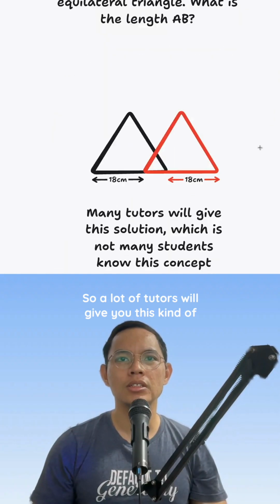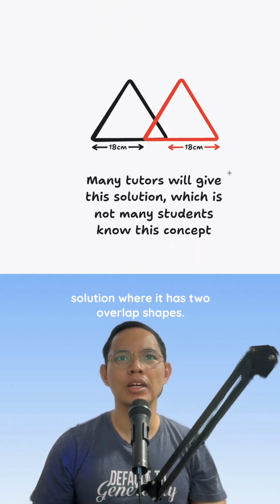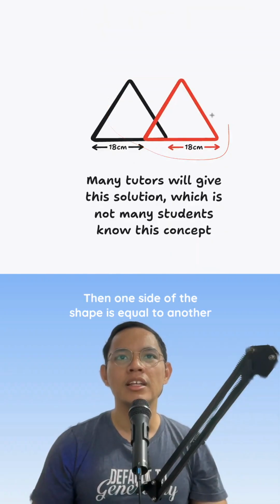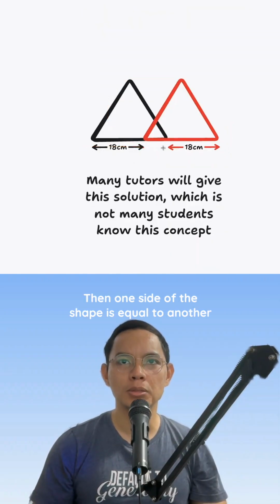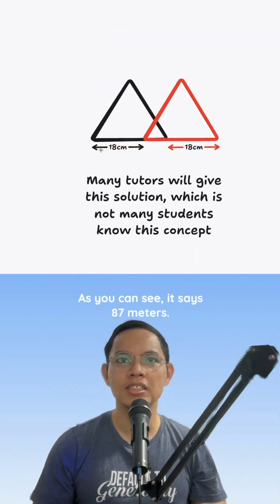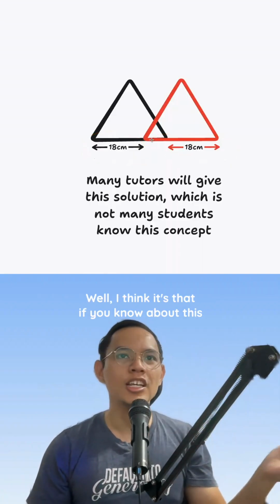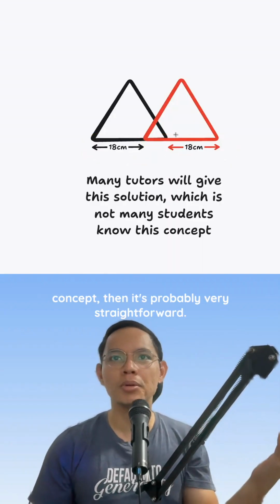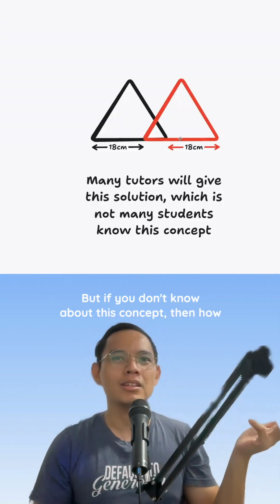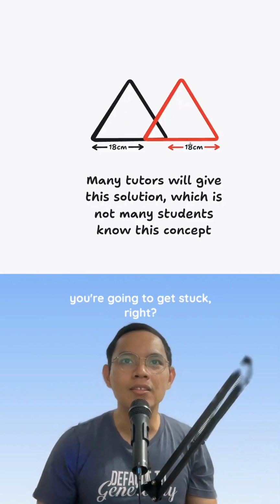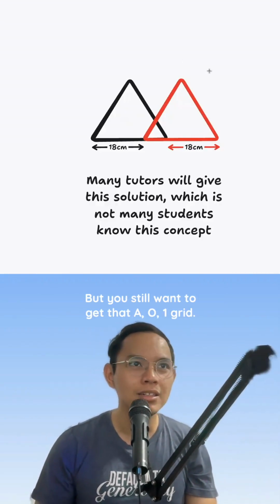So a lot of tutors will give you this kind of solution where if there's two overlapping shapes, then one side of the shape is equal to another side of the shape. As you can see, it says 18 centimeters and this is 18 centimeters. But if you know about this concept, then it's probably very straightforward. But if you don't know about this concept, then how? You're going to get stuck, right? But you still want to get that AL1 grade.